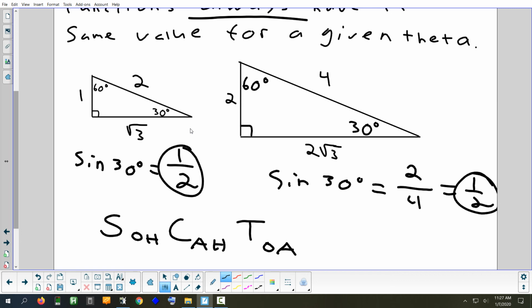It has no connection with the actual size of the triangle. Okay. Any questions on that? All right.